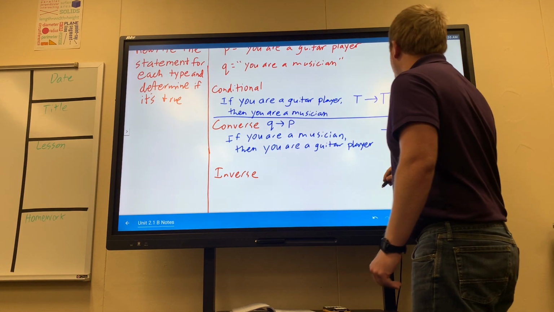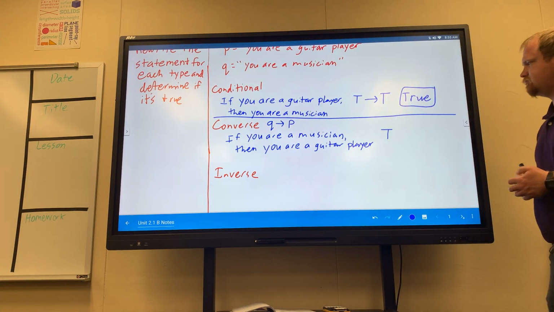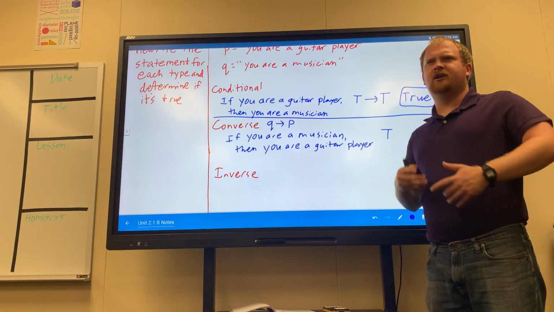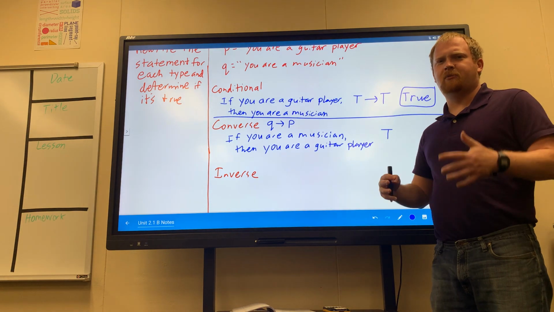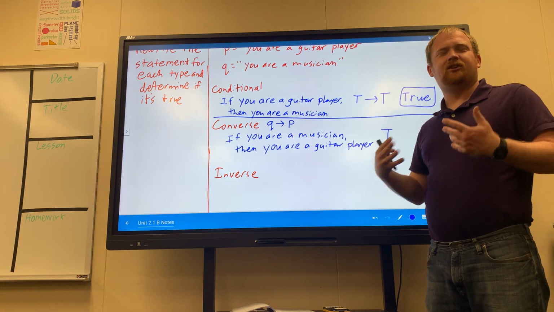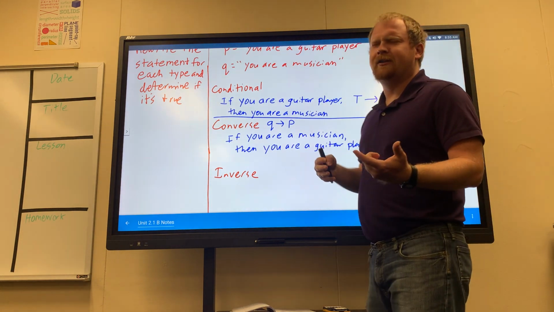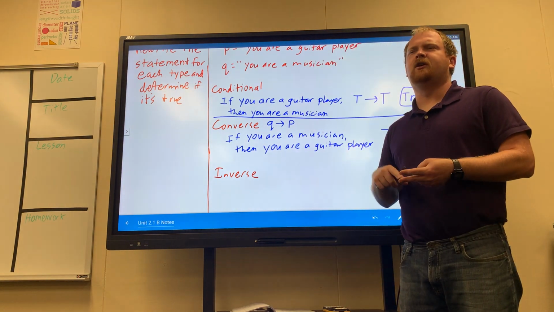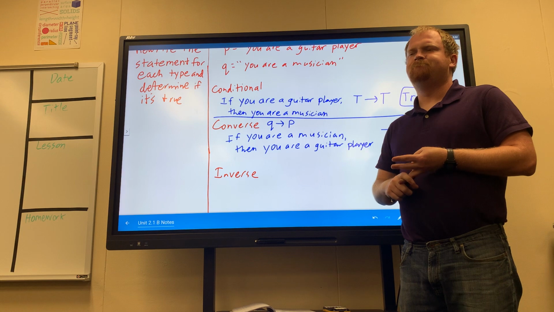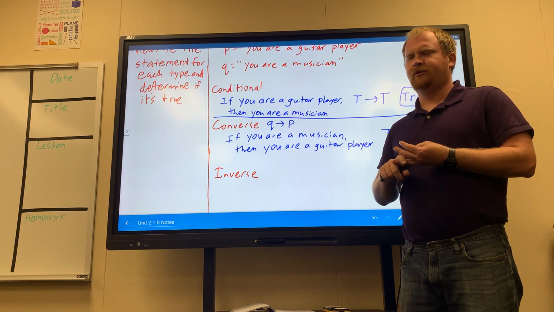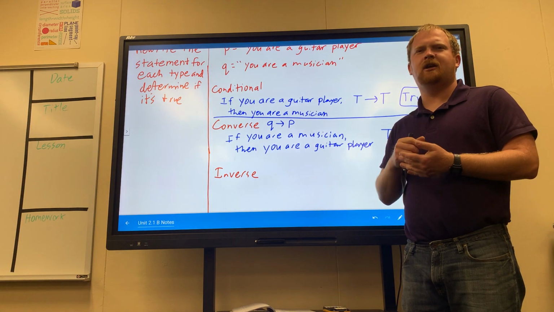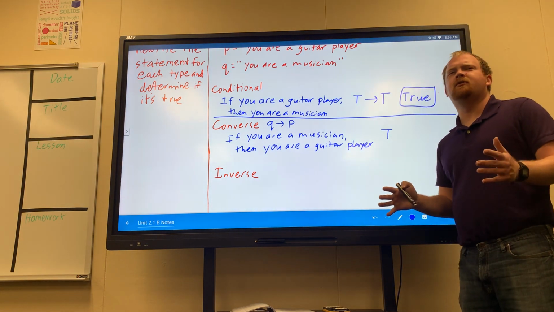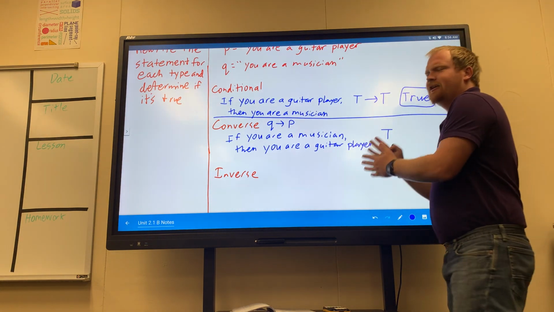Well, let's say it's true that you're a musician. Now, a musician just makes music. It doesn't matter what instrument they play, just as long as they're making music. Now, we know that there are different types of instruments. You have the drums, you have the saxophone, what else is there? The trumpet, the clarinet, all these different types of instruments. So it may not necessarily be a guitar player.